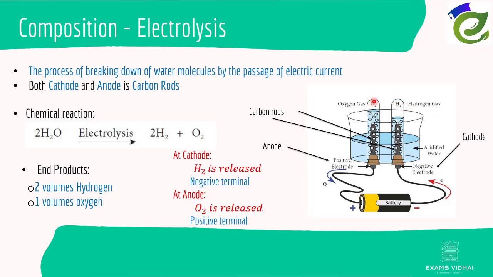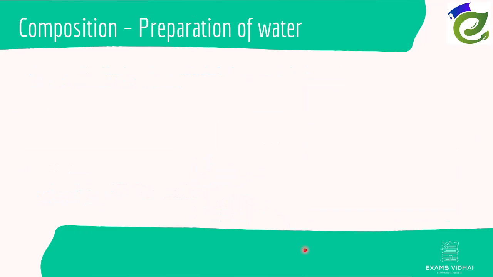And you can see the volume, the space of this oxygen gas with respect to this hydrogen gas. Hydrogen gas is more than the oxygen. That's because there are 2 volumes of hydrogen and 1 volume of oxygen, saying that there is twice the volume of hydrogen compared to oxygen. With that being said, let's go to the next slide.